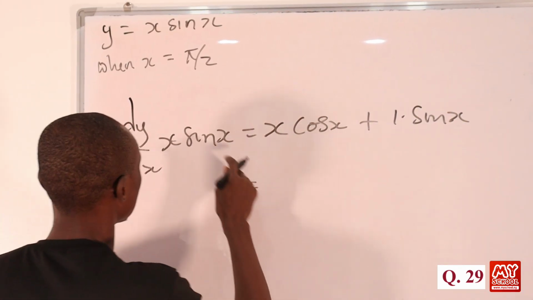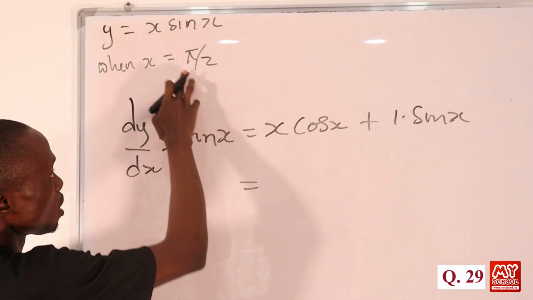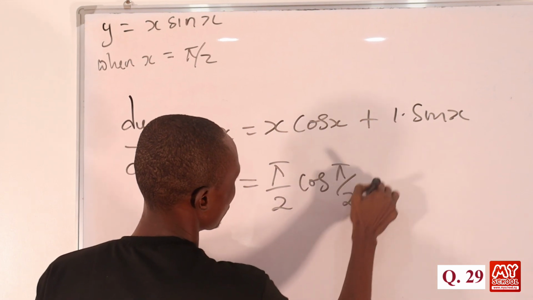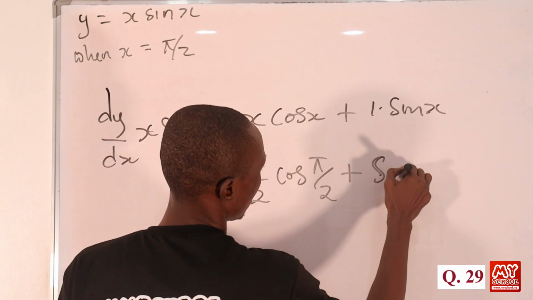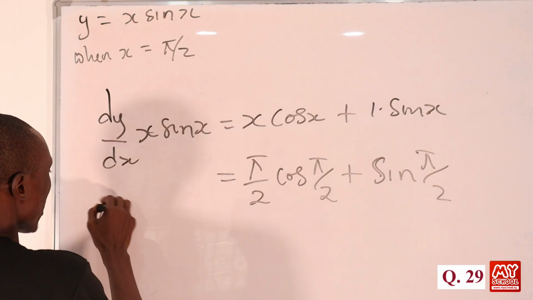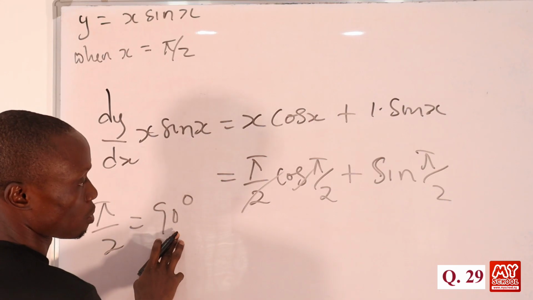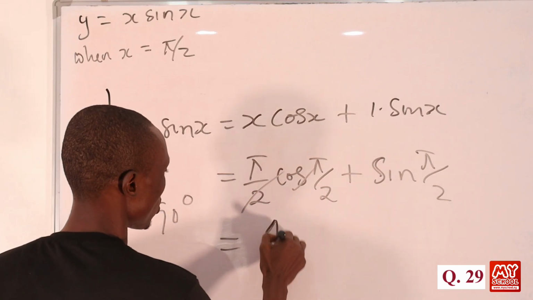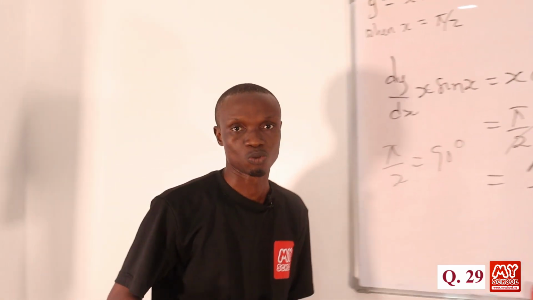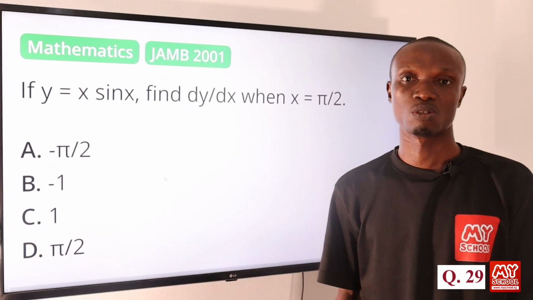But in this question, we are asked to take x to be equal to pi over 2. So anywhere we see x, we replace it with pi over 2. So here we're having pi over 2 times cos pi over 2 plus sine pi over 2. But remember that pi over 2 is equivalent to 90 degrees. Sine 90 is equal to 1, so our answer is equal to 1. So let's return back to the screen to pick the correct answer to this question. From our calculation, we got 1, and that makes option C the correct answer to this question.